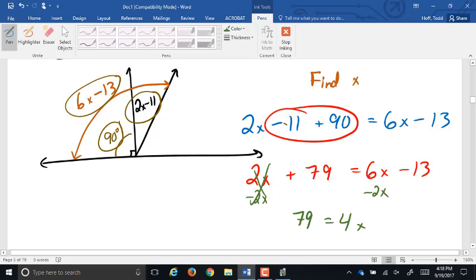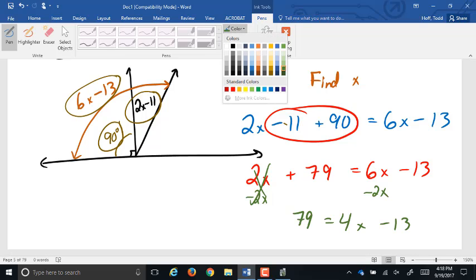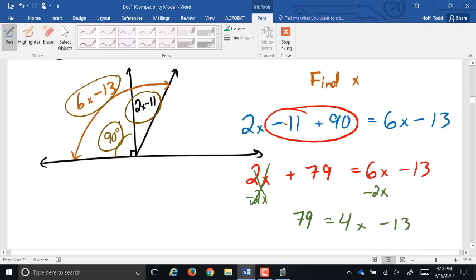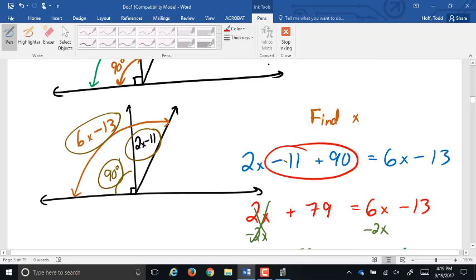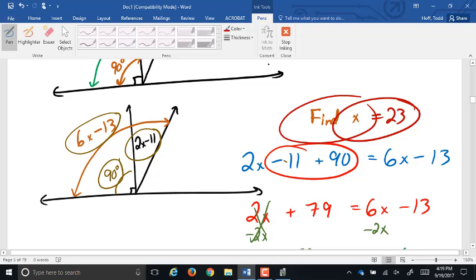79 equals 4x minus 13. Good. And then add 13. 92 equals 4x. And then divide by 4. So 23 equals x. And we were asked to find x. So x equals 23 is our result.